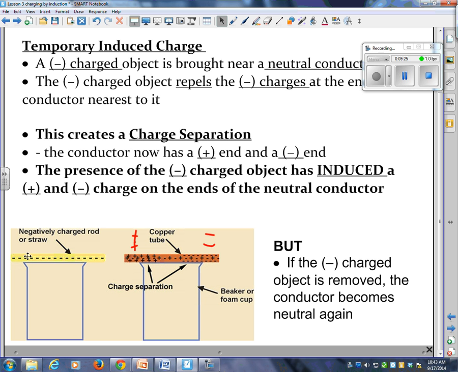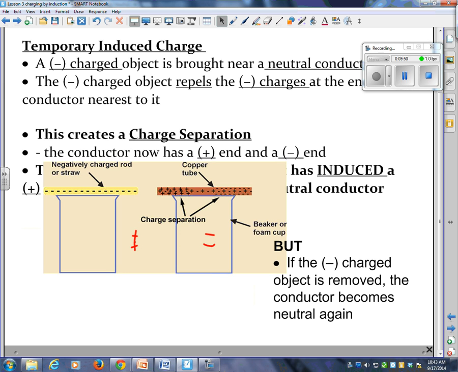So what I've got here is a negatively charged straw. What happened to the negative electrons on this end of the copper tube? They go to the right side. What happens to the positives, Blake? Do positives move? No. Positives do not move. I've got extra negative ones down here. This end becomes negative. This end becomes positive.